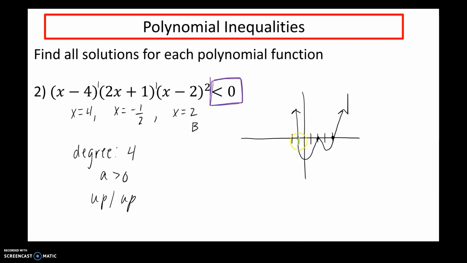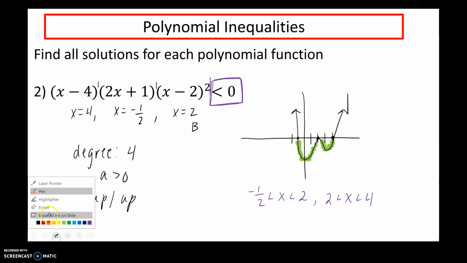So I'm looking for the region that's below the x-axis. But since it can't equal 0, I have to exclude my zeros when I'm writing my inequality. So my answer would be all values from negative 1/2 to 2. Okay, remember this is our inequality that shows between. And then again from 2 to 4.